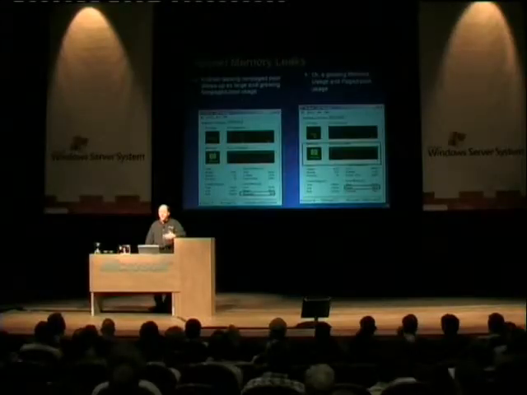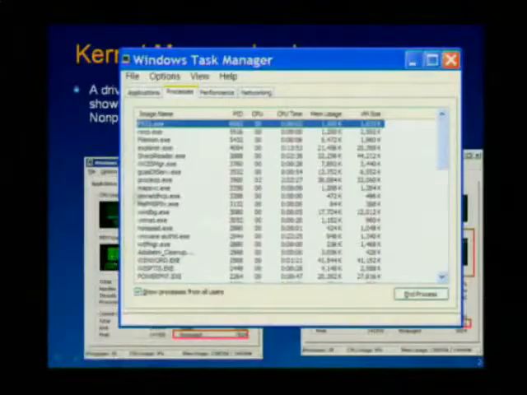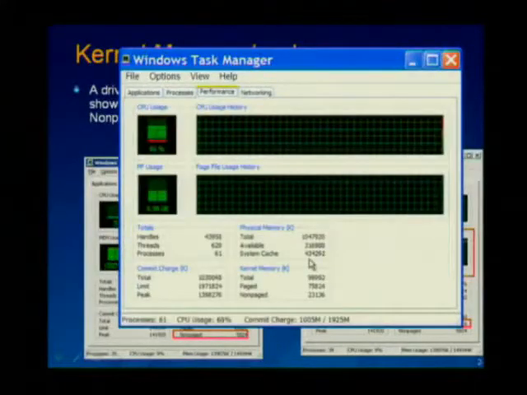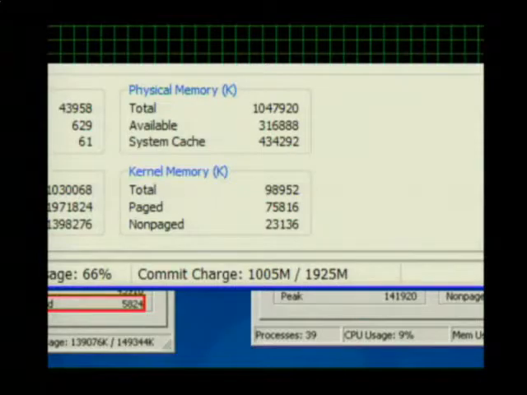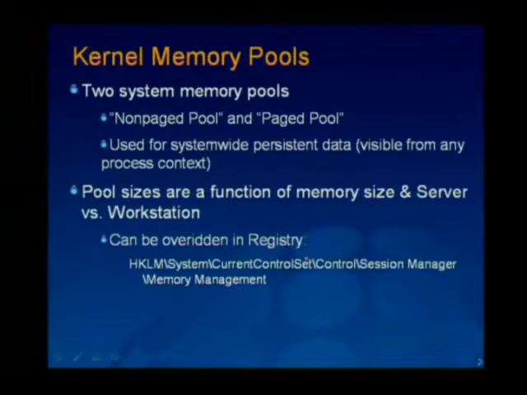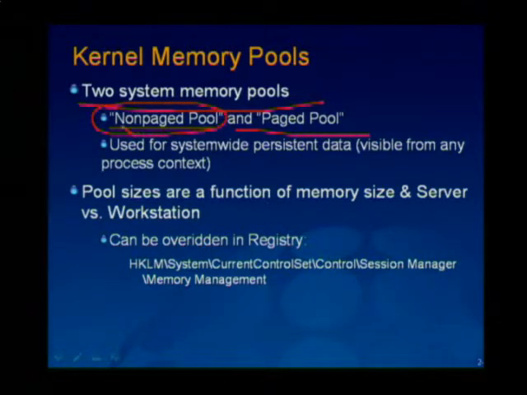So how would you determine that you had a system memory leak? If one of the two kernel memory numbers that show up in the lower right-hand half of Task Manager's Performance tab, that's the kernel memory paged and non-paged. So let's talk about these two memory pools. There are two kernel memory pools, non-paged and paged. And the name is fairly self-explanatory. Non-paged pool can't be paged out, and paged pool can be paged out.